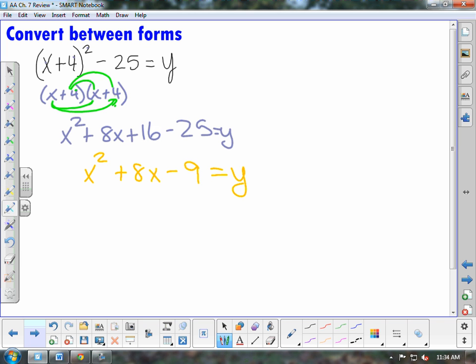Then if you're going to take that and turn it into root form, you would see, are there factors of negative 9 that get you a positive 8? That would be a negative 1 and a positive 9. So then your factors would become x minus 1, x plus 9. And there you have root form.